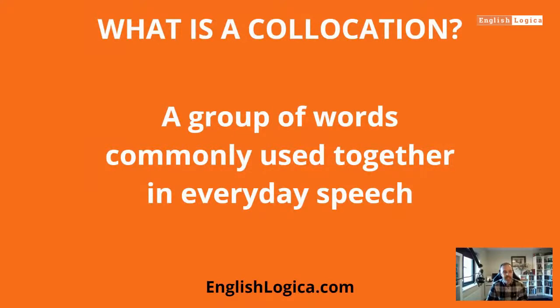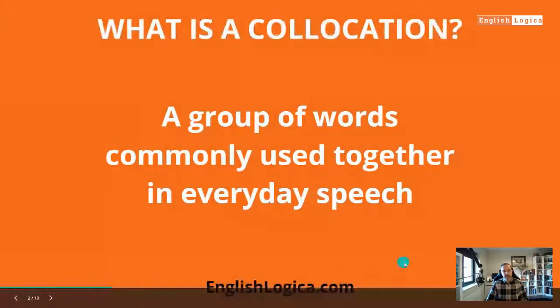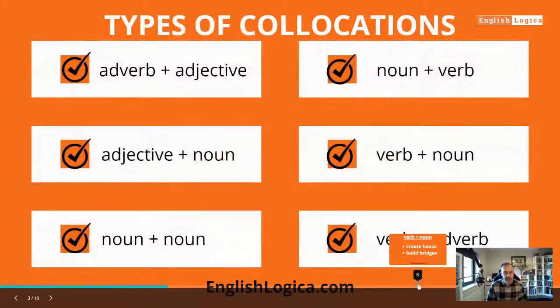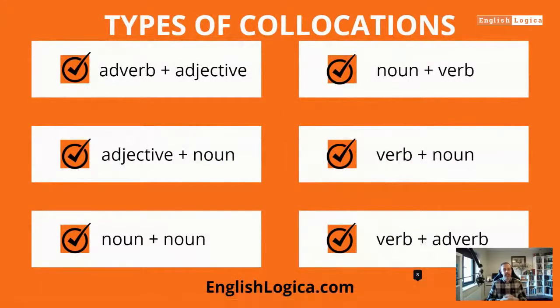So what is a collocation? A collocation is a group of words commonly used together in everyday speech. Now, there are lots of different kinds of collocations or types of collocations. Remember that these are not phrasal verbs, they are not idioms, they're just words that have a common association in the English language, and they have come to be used together so naturally that native English speakers don't even have to think about it. So it's a great way of expanding your vocabulary.